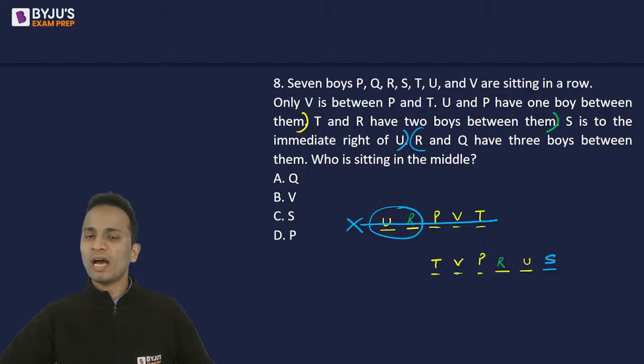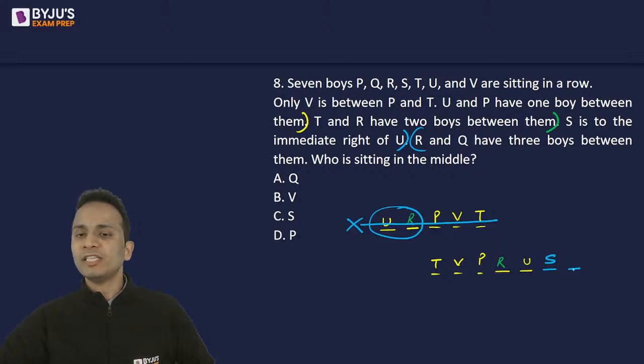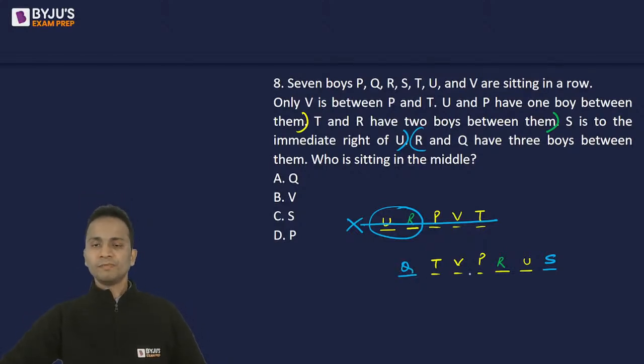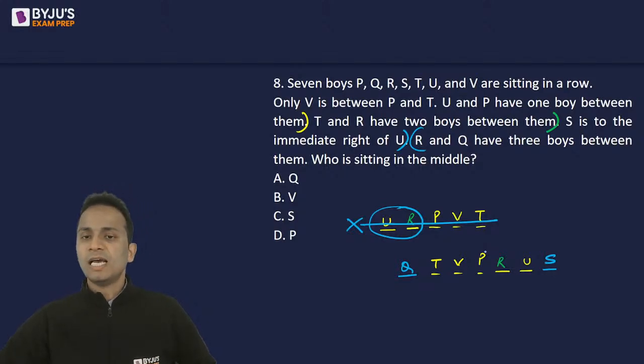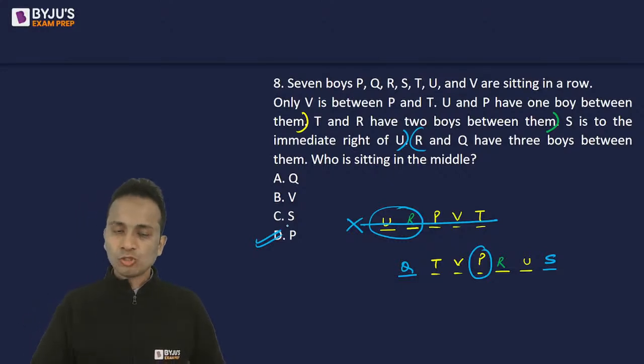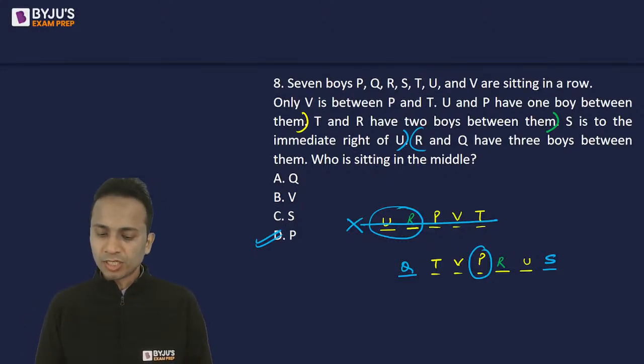Next, moving ahead, R and Q have three boys between them. So the place for Q, one way it can be and leave one chair here and place Q, but that will make 8 chairs, 8 people. So Q cannot go on the right hand side, but it will go on the left hand side of R. So Q will come at this chair. Okay, so now we have a total of 7. And who is in the middle? P is in the middle. The correct answer is option D. A lot of you have given the correct answer.